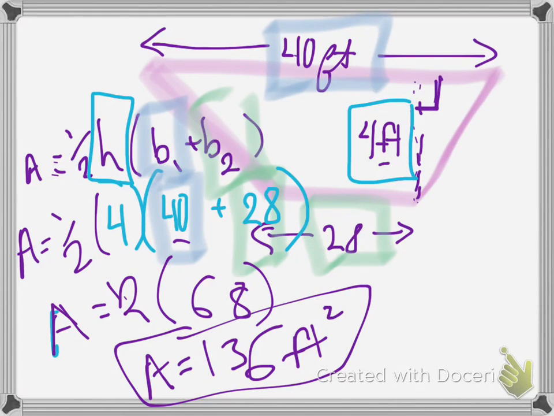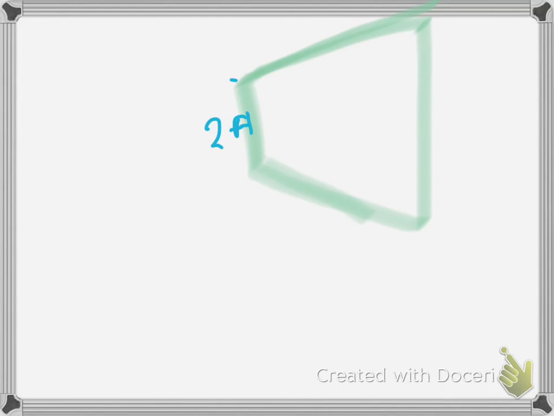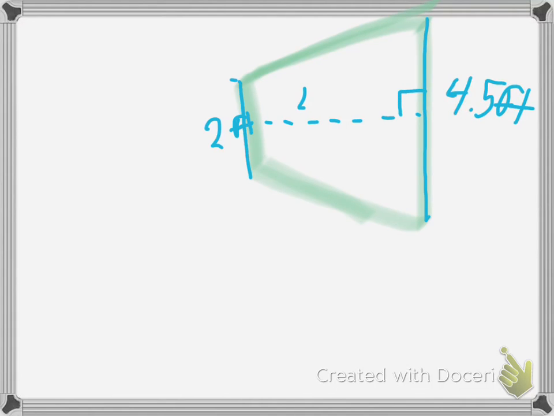Alright, now I'm going to set you free to do your own example. So you're given this shape here. You have a 2-foot end, a 4.5-foot other end. Go and start down the middle here, creating a right angle. We have 4 feet. Go ahead, solve for the area of this trapezoid. Press play when you're ready to check your answer.